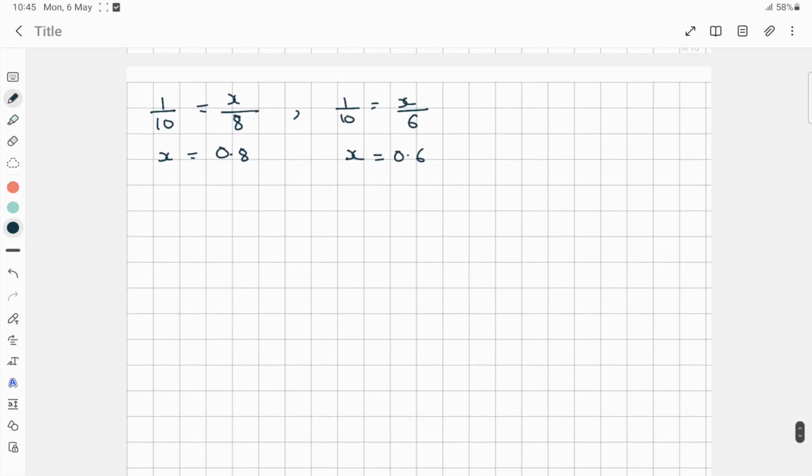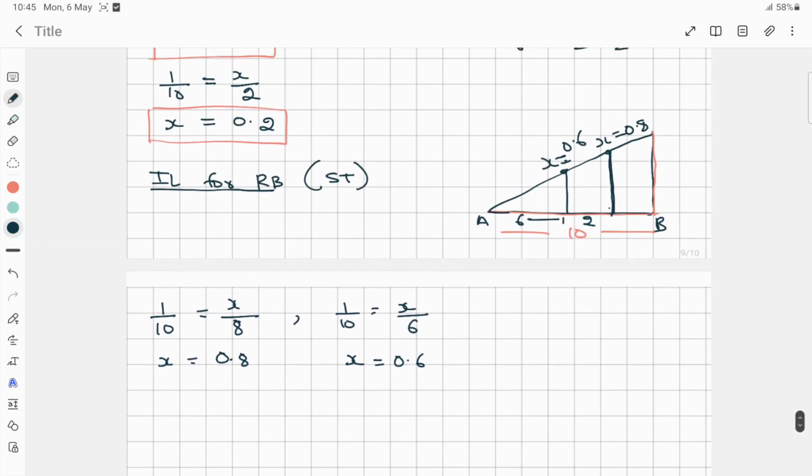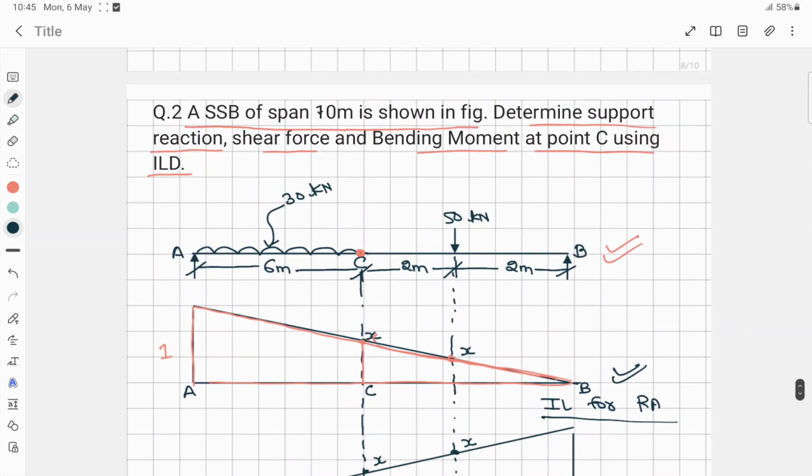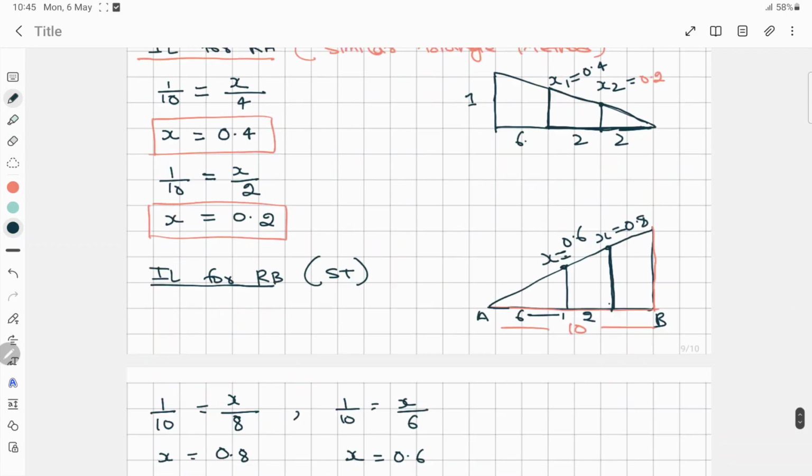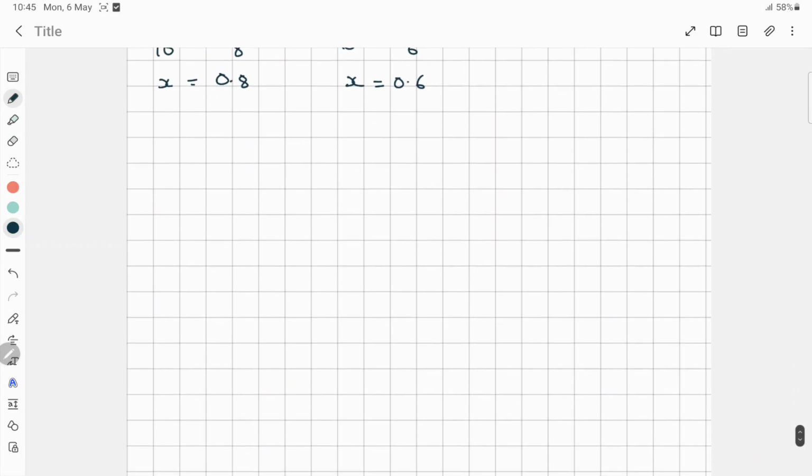Now we have to find the reaction. The question says that we have to determine the support reaction, shear force as well as bending moment at point C. So now we'll solve for RA. Solving for RA, I'll write like this. Now for RA, what we'll do, I'll redraw the diagram. The RA diagram was like this, right?